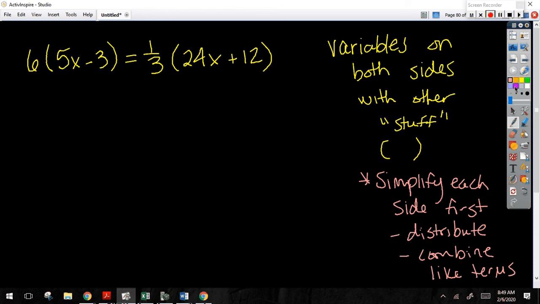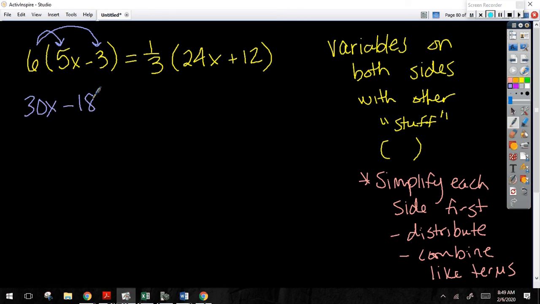Okay, look at the left side here. What should I do? You should distribute. Very good, Nigel. Thank you. What do you get? 6 times 5x is 30x. What do you get next? Close, but there's no x here, so it's just minus 18, right?